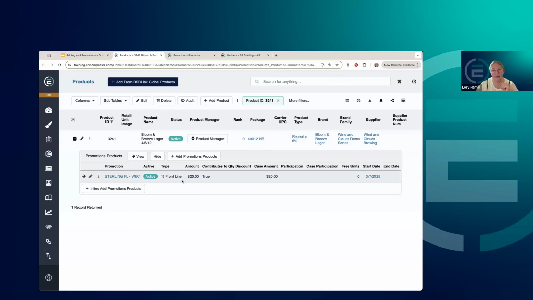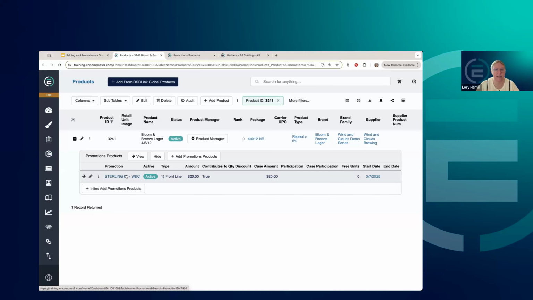Now, you may have thought this was an invoice for today, and we have a start date of 3/7. It is actually because I do have 2 Sterling frontlines for Wind and Clouds. One was for last month, and now this is for this month. So my naming convention, not as strong as I thought it was.